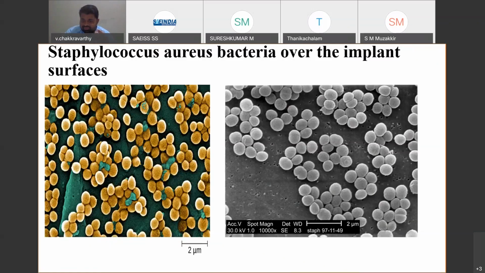So if we are designing an implant material, our implant material should resist against this E. coli bacteria and Staphylococcus aureus bacteria. Okay? So it should have that antibacterial ability.